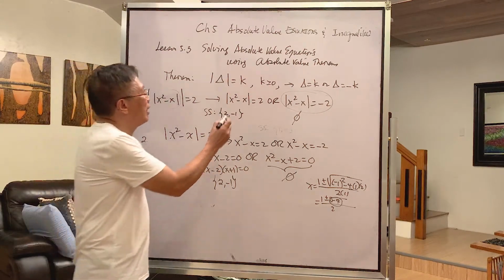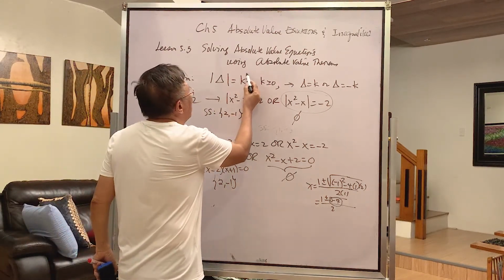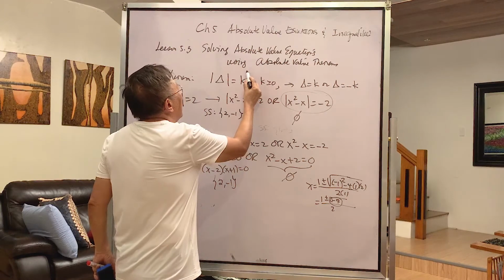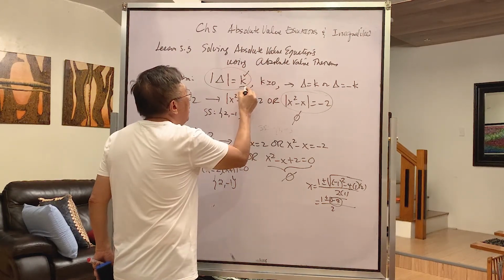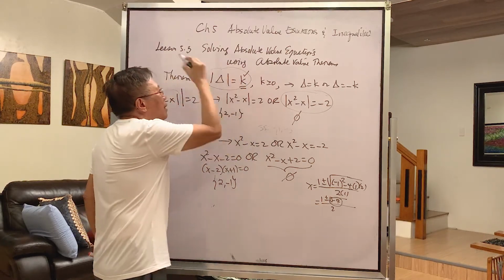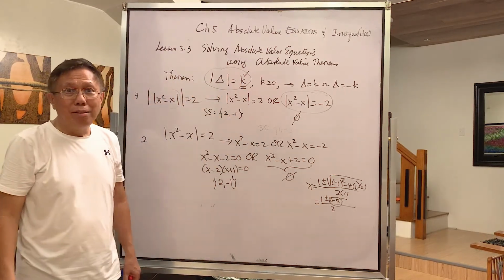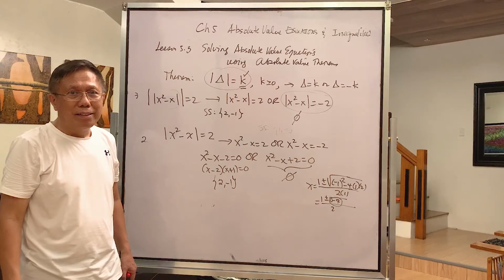Make sure that the theorem will have this as a positive number, and that one is the absolute value expression. Okay.